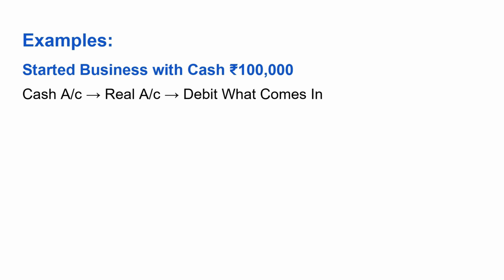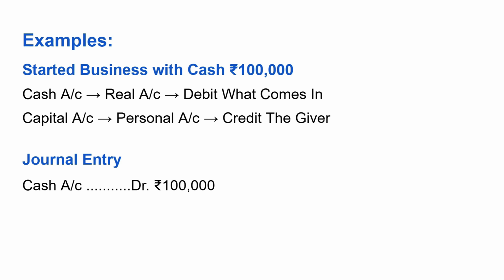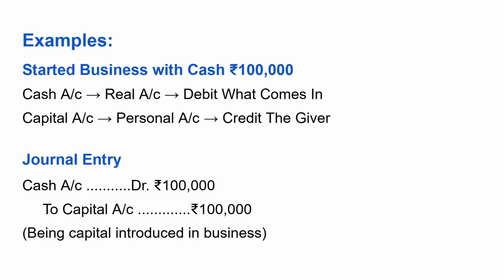Cash account: cash is real account and debit what comes in. Capital account: capital is personal account and for personal account credit the giver, because the owner gives cash in the form of capital. So the journal entry is cash account debit 1 lakh to capital account 1 lakh rupees. And the narration is being capital introduced in business.